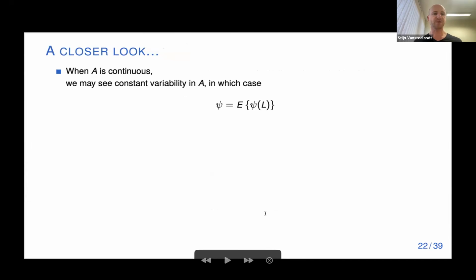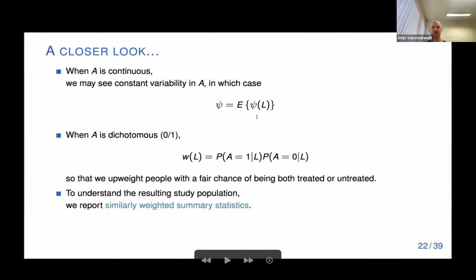So if A is continuous, well, then we may sometimes hope to see constant variability in A. In that case, we just obtain a mean of these log relative risks, if you like, or a mean of these least squares projections. If A is dichotomous, well, then the weights would be the probability of being treated times the probability of being untreated. And so we're upweighting people with a fair chance of being both treated or untreated. And arguably, these may also be the type of people in whom we would like to learn about treatment effects.